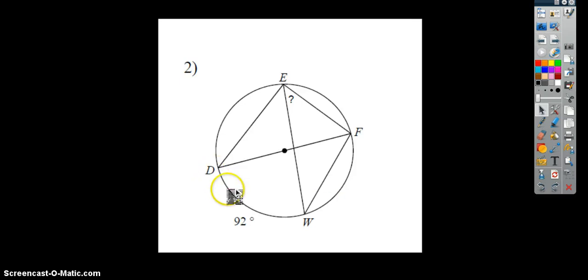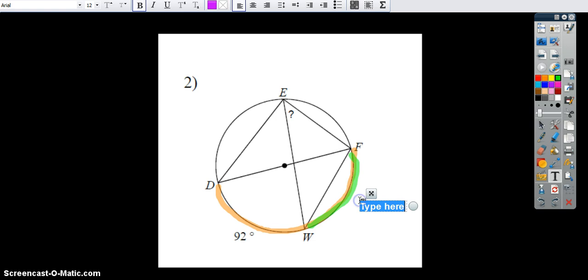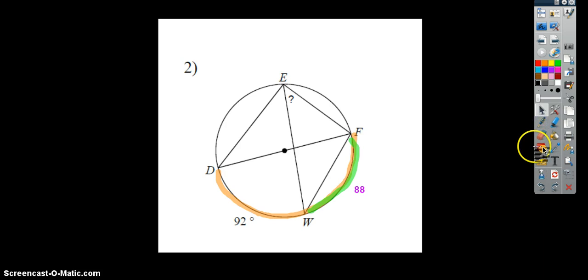Okay, if this part right here is 92 and everything from D around to F has to add up to 180 because DF is a diameter, then I know that this part right here is going to be 180 minus 92. So that's going to be 88 degrees. Well, here's why this helps me. The angle I'm asked for, and you might have done this first, intercepts that arc. When you highlight that angle, you can see that it intercepts this arc right here, so it's half of that arc.